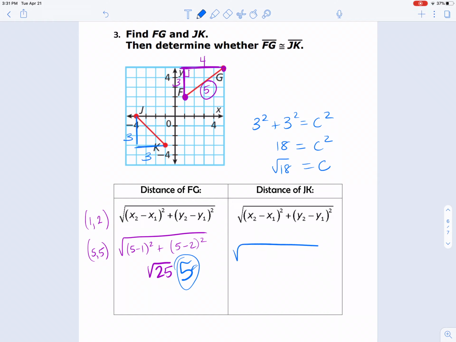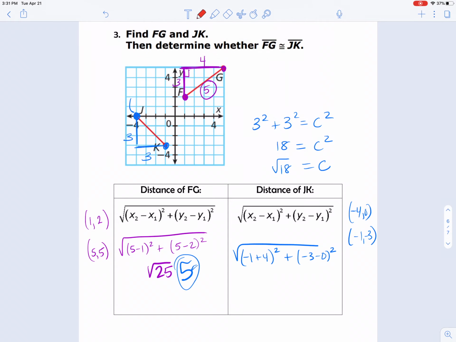Then inside the radical, if I was going to use the distance formula, I'd need that the coordinates of J right here is negative 4, 0, and the coordinates of K is negative 1, negative 3. So I could subtract the x coordinates, negative 1 minus negative 4. I could just put plus 4 because I know minus the negative. Plus, inside parentheses, subtract the y's, negative 3 minus 0 squared. And then, the pen's not working again.